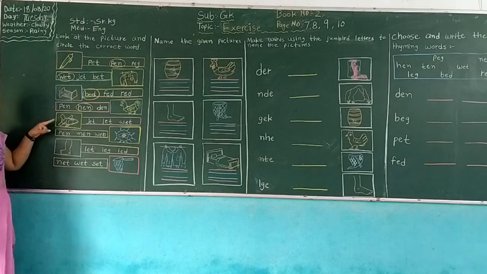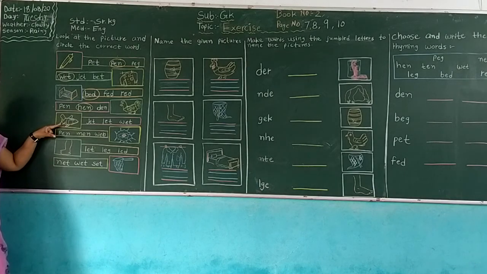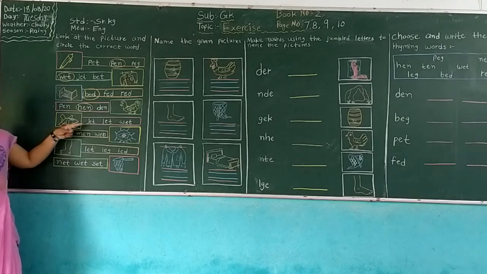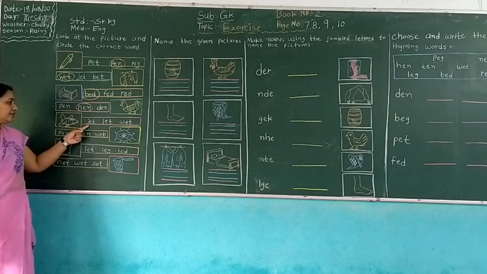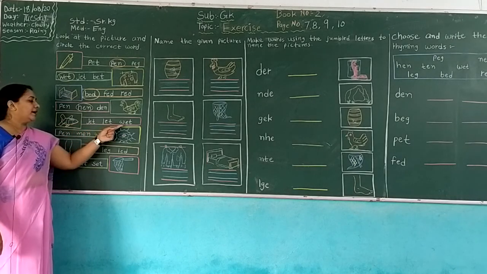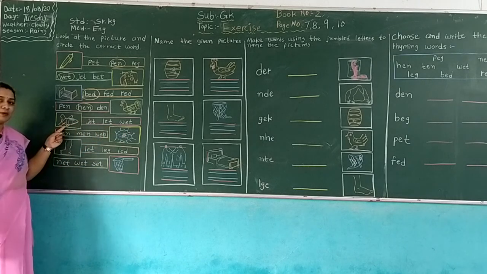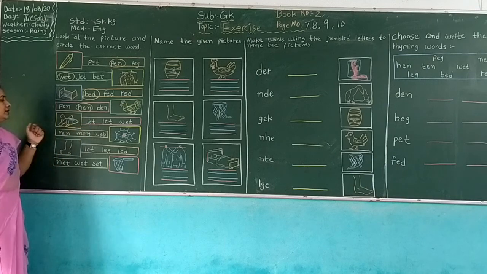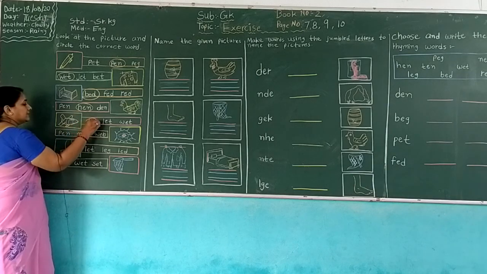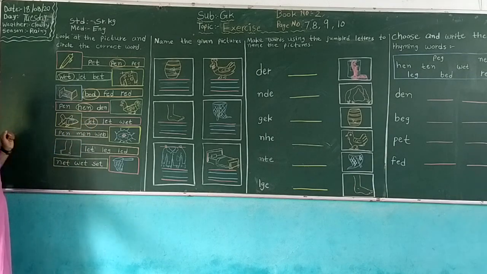Which picture? It's a jet plane. Which picture? Jet plane. So we find jet, light, leg, white, red. So which word is related to the picture? Jet, jet. Now we circle jet.